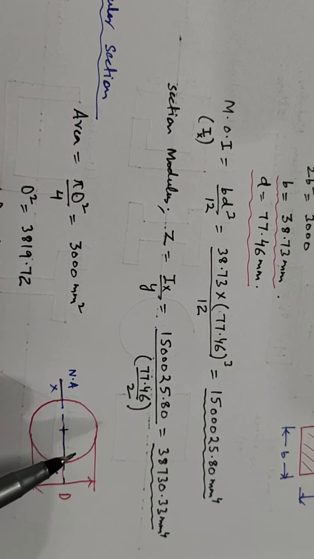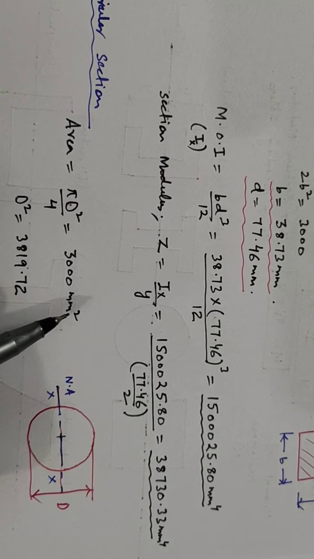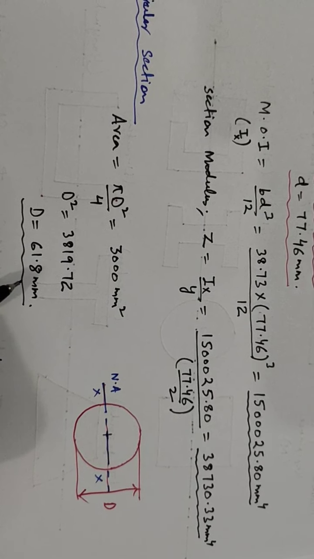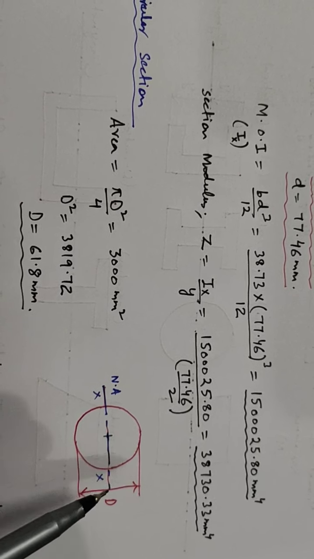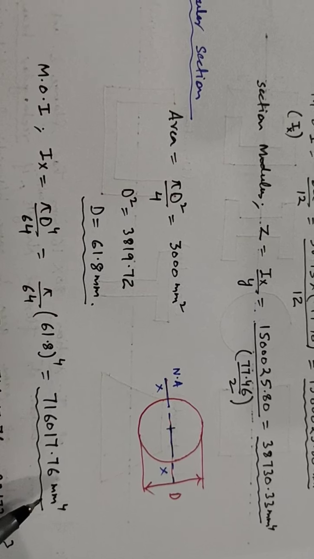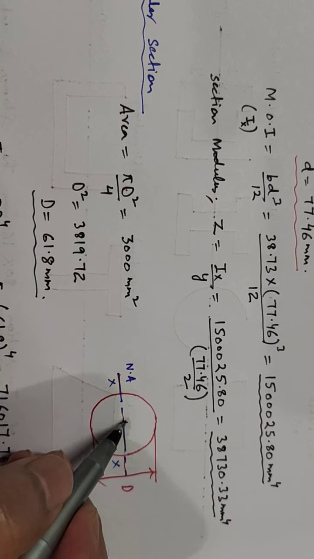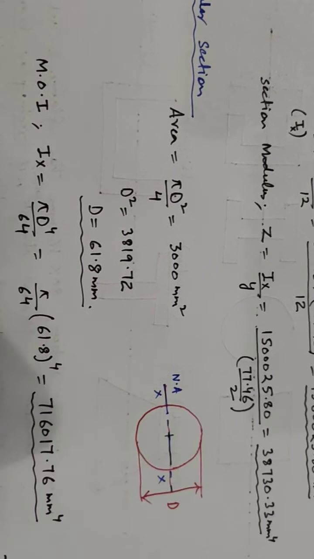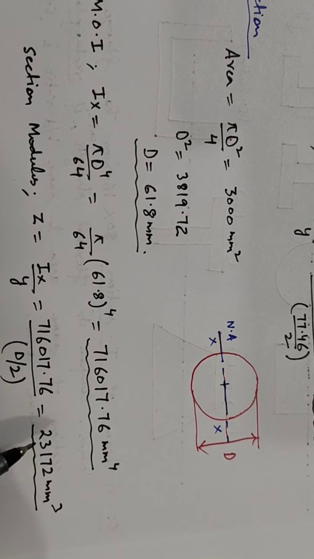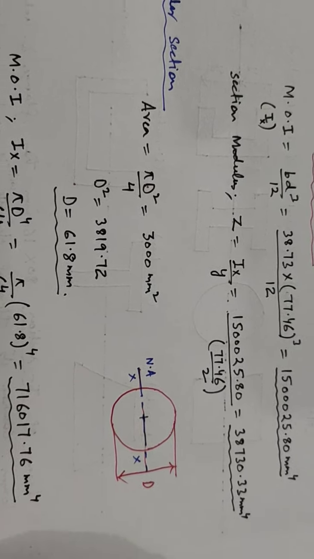Now we will take your circular section. If we take the same area, the area of a circle is pi d square by 4 equal to 3000 mm square. The diameter comes out to be 61.8 mm. The moment of inertia about x-axis will be equal to pi d 4 by 64. This comes out to be, this is the answer. And in order to find section modulus, the y will be d by 2. So section modulus Z will be equal to Ix upon y. This comes out to 23,172. Again, less than the rectangular section.